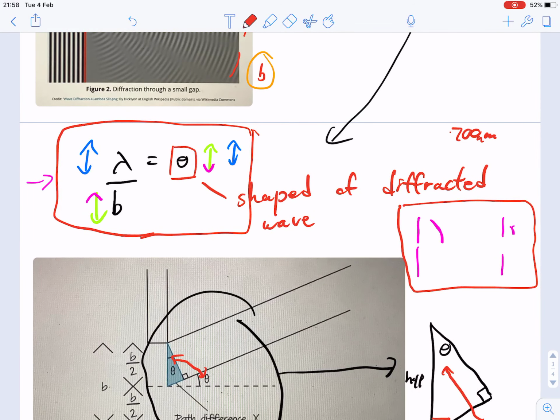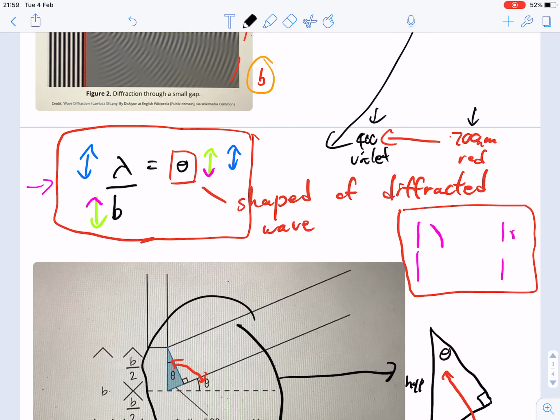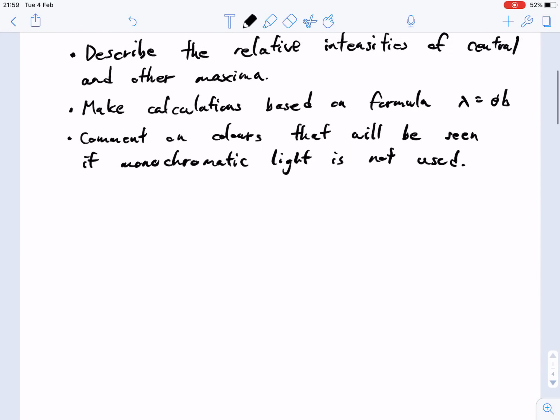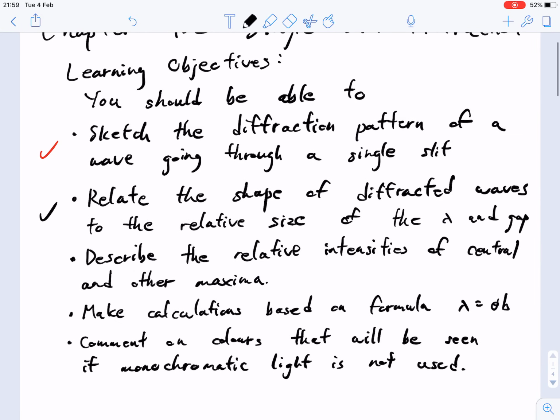Okay, so if we increase the wavelength, so if we're using red light instead of blue light, then we're going to have a larger angle, which means if you use violet light, then we should have smaller angles. So it's understanding that difference as well as the gap size b, which we've already talked about. Those are the type of questions that you might get for the second learning objective.